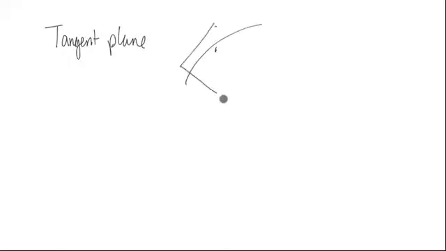Thinking about that gradient idea, let's come up with how we can think about the tangent plane, the equation of the tangent plane to a surface. Some surface and a point. What's the equation of the plane that's tangent right at that point? How could we do that?